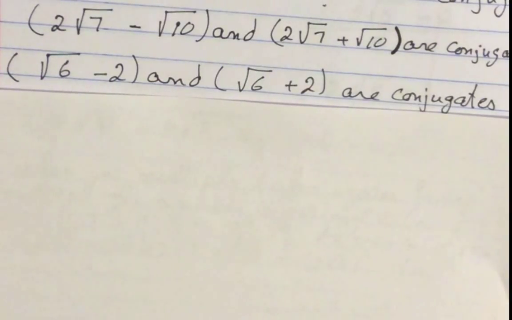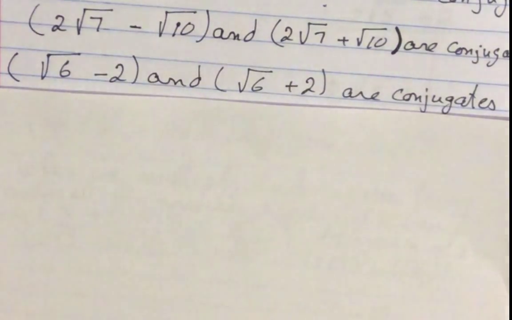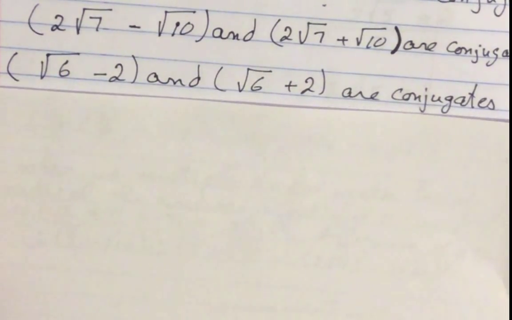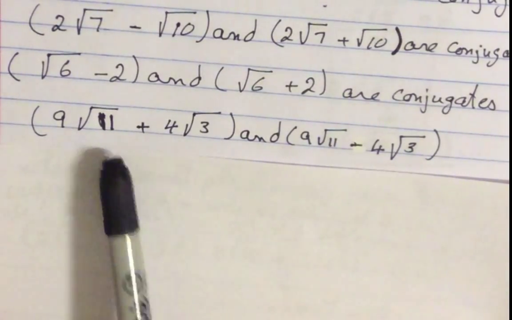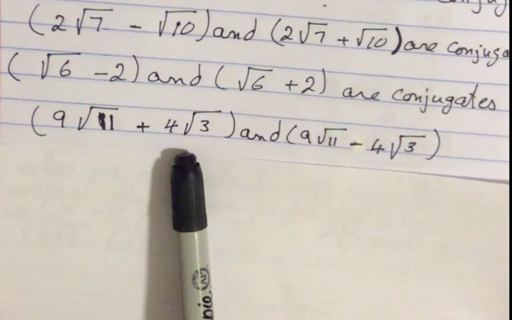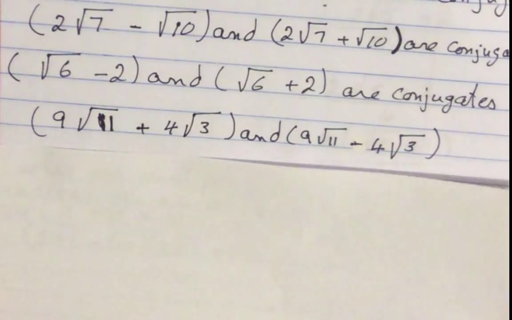Square root of 6 minus 2 and square root of 6 plus 2 are conjugates. They look exactly the same. The only difference is in the middle. One of them has to have a negative in the middle and the other one has to have a positive in the middle. 9 root 11 plus 4 square root of 3 and 9 root 11 minus 4 square root of 3. These are conjugates.